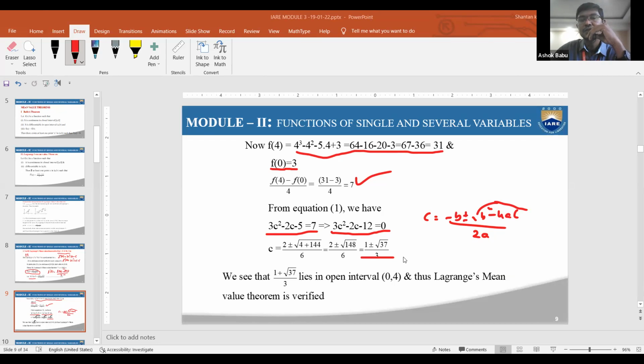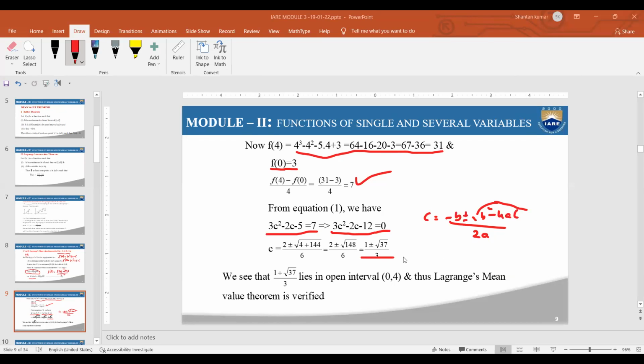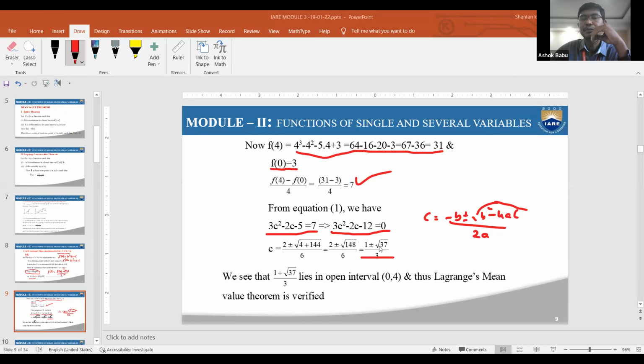What is the value of c, approximately? 6.08, sir. 6.08 plus 1 means 7.08. 7.08 by 3 is automatically 2 point something. And if we consider the minus sign, 1 minus 6 point something is minus 5, and minus 5 by 3 is minus 1 point something. So one value you obtain is 2 point something, and the other value is negative.